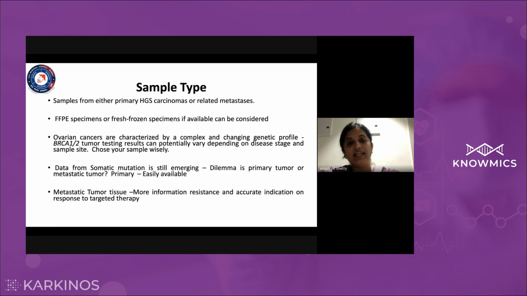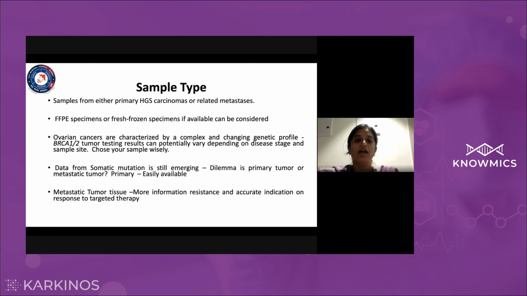And then ovarian cancers are characterized by complex and changing genetic profiles. So BRCA1 and 2 tumor testing results can potentially vary depending upon disease stage and sample site. So you need to have a very good consultant pathologist who can guide you on what tumor sample to be taken, whether you should not be taking the initial biopsy, or if you have a resection specimen, choose that. Even from that, the one which doesn't have much necrosis, has a very good tumor content, and well-preserved tissue needs to be taken.